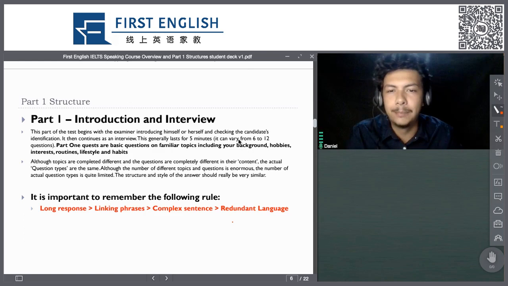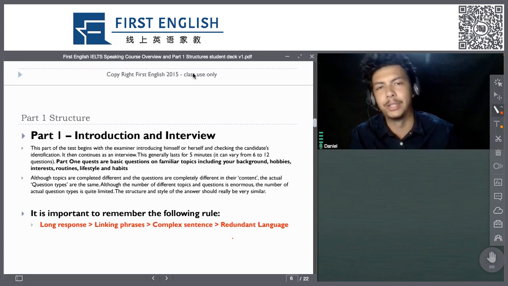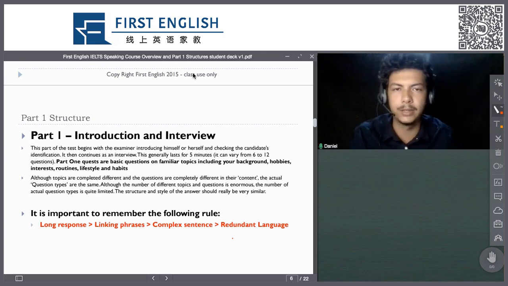So in this part of the exam, as mentioned here in the material, you can follow along too. It's going to begin with a short introduction from the examiner where they're going to inspect and check the candidates' identification, and then proceed with this part of the exam in an interview kind of manner. This portion of the exam is going to last about 5 minutes and will usually contain approximately 6 to 12 questions.